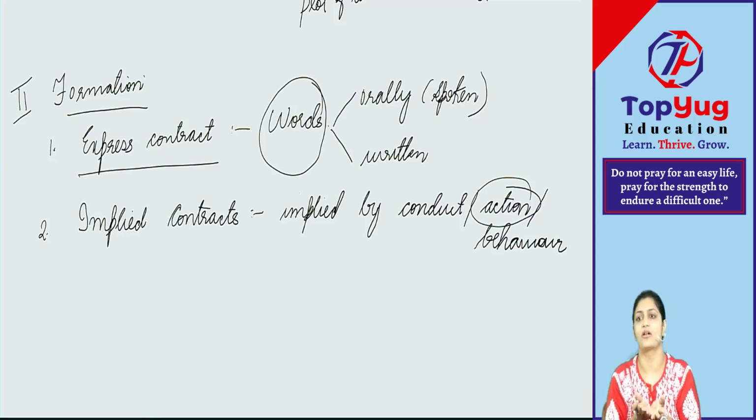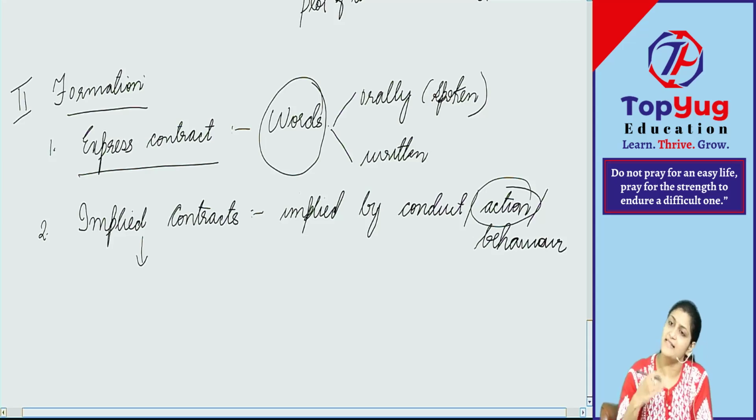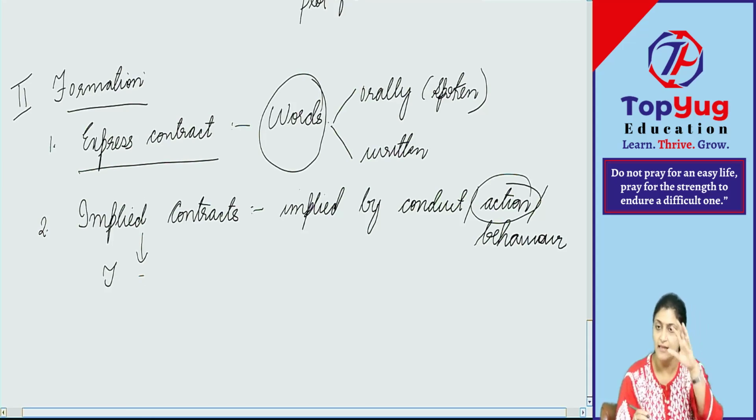Therefore, these types of contracts are known as what? Implied contracts. Got this point clear? Implied contracts are contracts which are implied by the conduct of the parties, behavior of the parties, actions of the parties. There is another name for implied contract, which is tacit contract. That is the reason I told you it is not another type of contract.